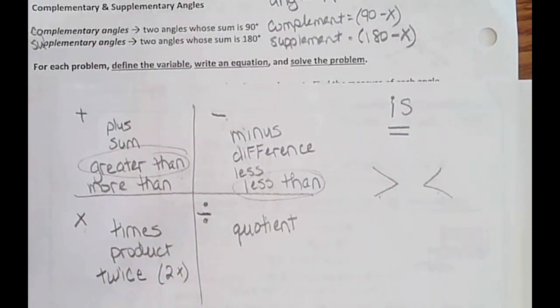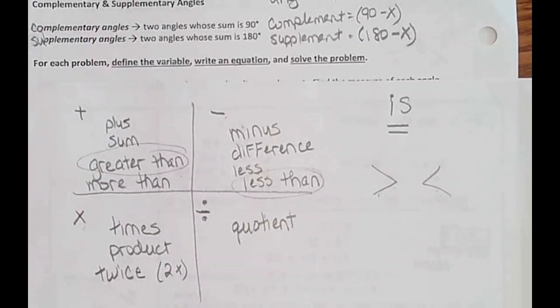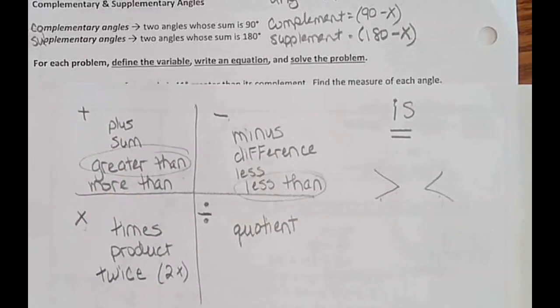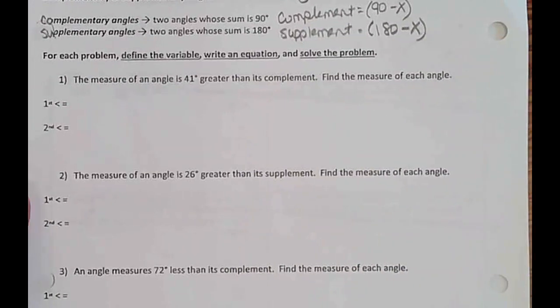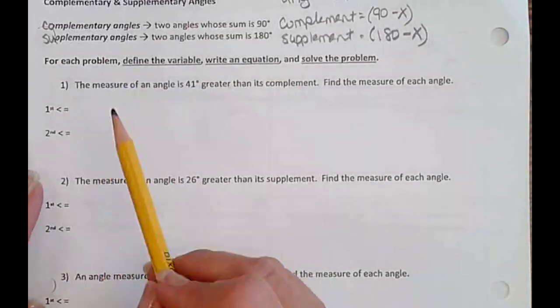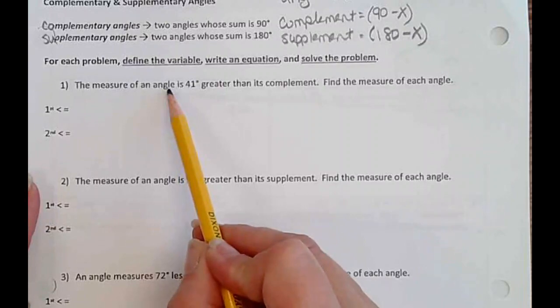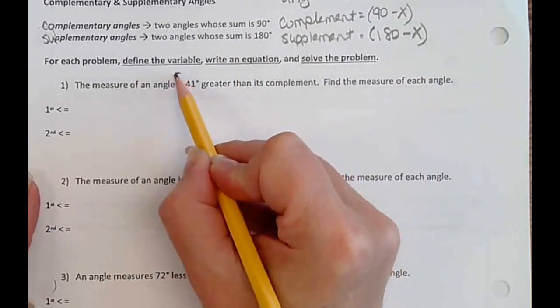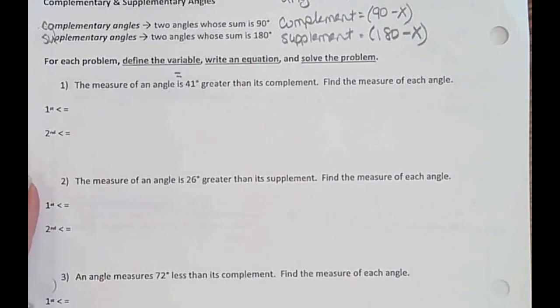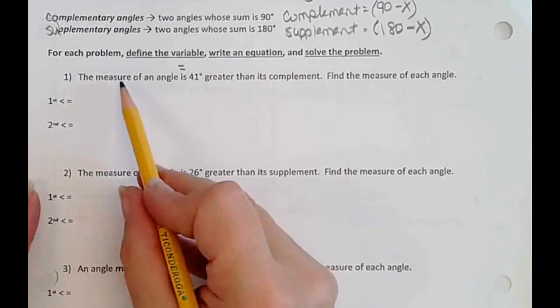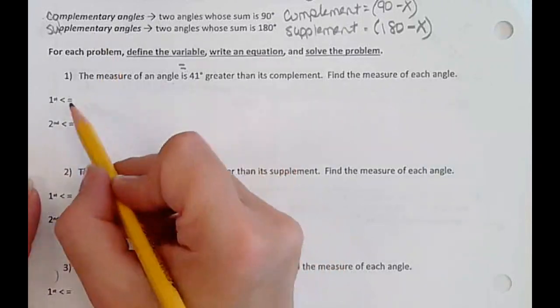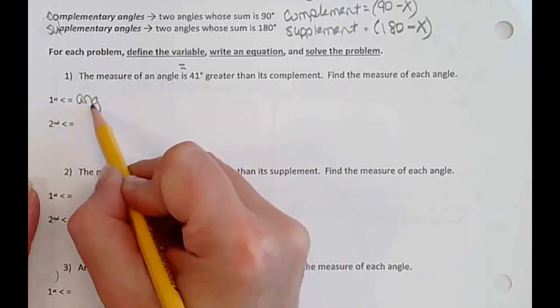instead of writing the word is. Okay, so let's get back to work because I want to do these two before we get to 15 minutes. The measure of an angle is, there it is. The is the exact middle of my equation. It separates the left side and the right side. So the measure of an angle, this is my angle measure, and that's my x, is 41 greater than its complement.